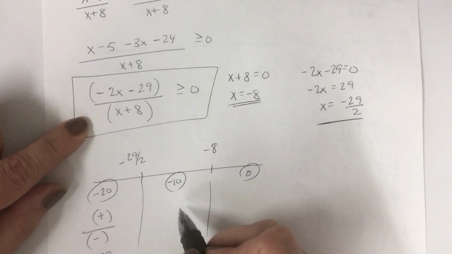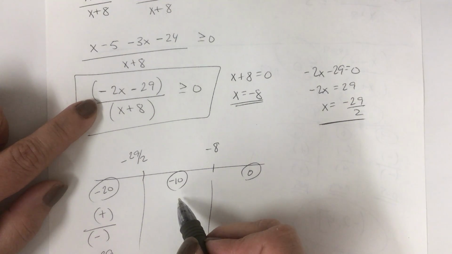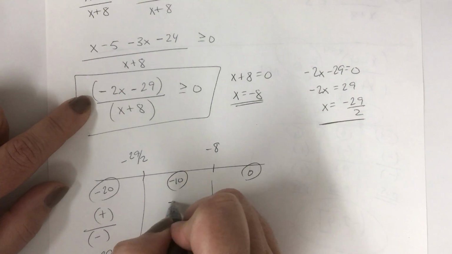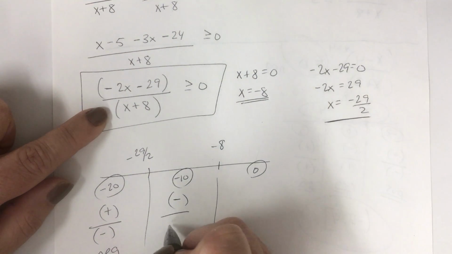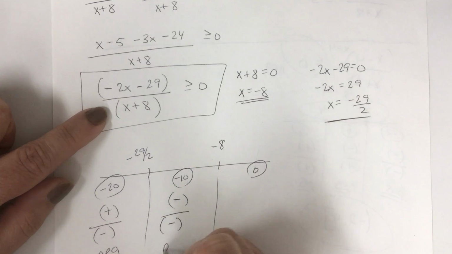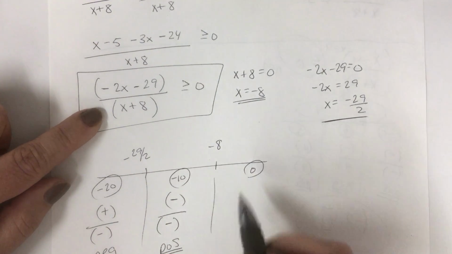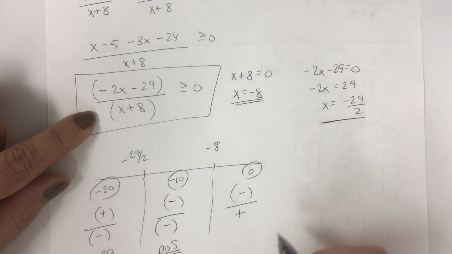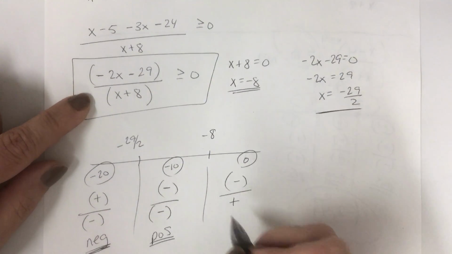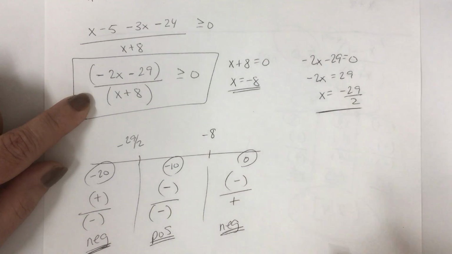If I do negative 10, negative 10 times negative 2 is 20. 20 minus 29 is going to give me a negative answer. Negative 10 plus 8 is negative. 2 negatives make a positive. 0 minus 29 is negative. 0 plus 8 is positive. A negative and a positive gives me a negative.